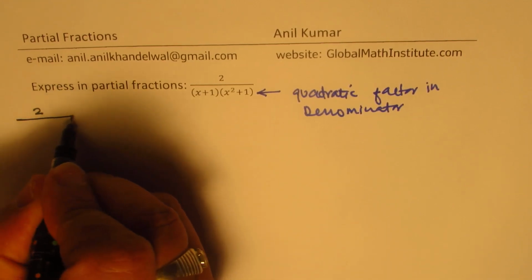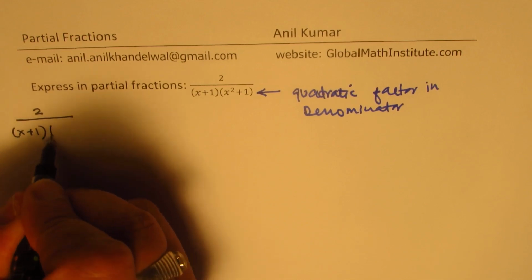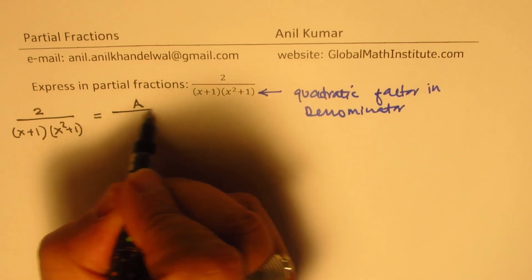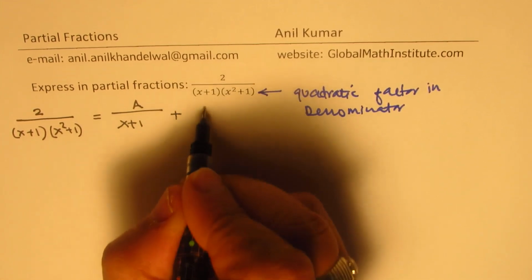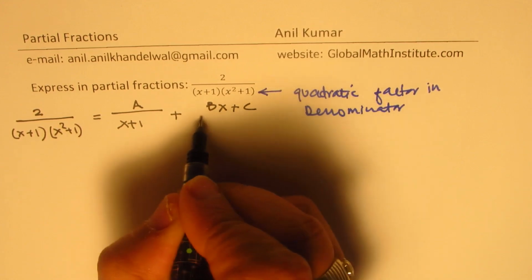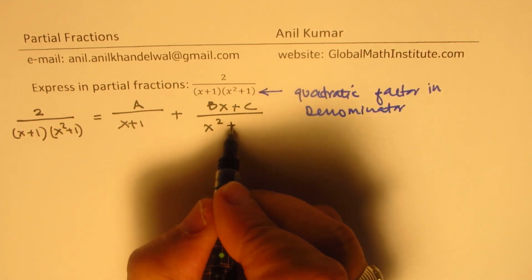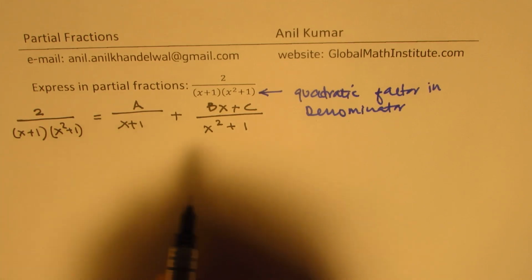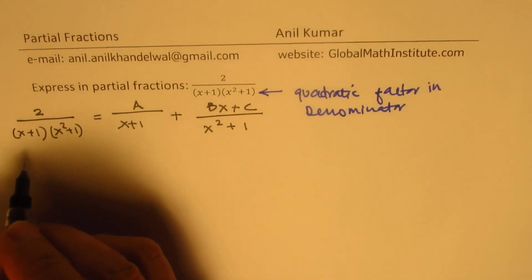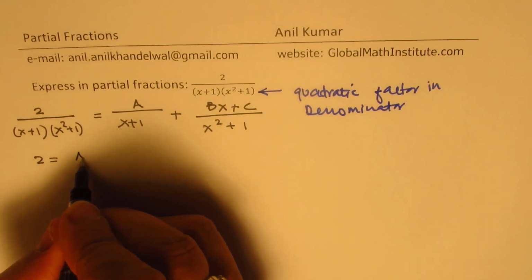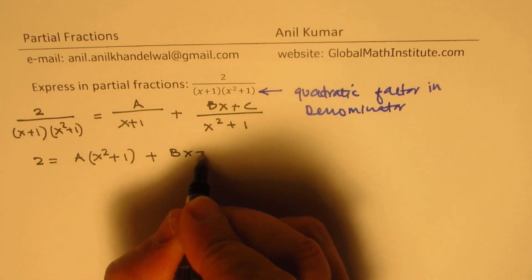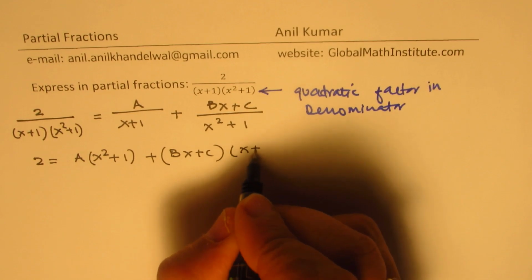So we'll write down this as 2 over x plus 1 times x squared plus 1, it cannot be factored, as a over x plus 1 plus bx plus c over x squared plus 1. Since x squared plus 1 is in the denominator, the numerator should be a linear factor, right? Now we'll apply the same strategy. So we can write from here that 2 is equal to a times x squared plus 1 plus bx plus c times x plus 1, right?